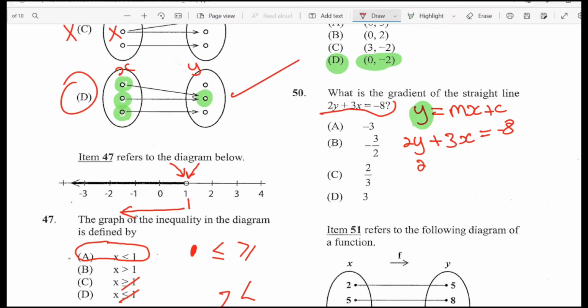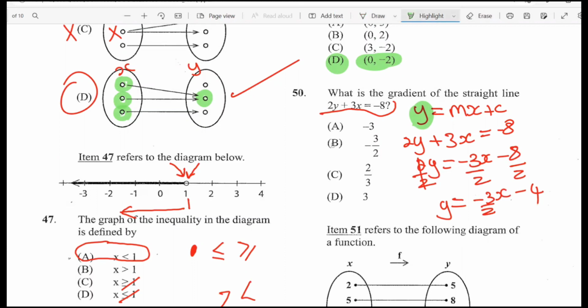So what we want to do now is have 2y, which is going to equal negative 3x minus 8. Then we're going to divide everything by 2. At the end of the day, y is now by itself, negative 3 over 2 x minus 4. Remember that the gradient is the coefficient or the number in front of the x. Let's go again. Remember that the gradient is the number in front of the x. So negative 3 over 2 is the answer.